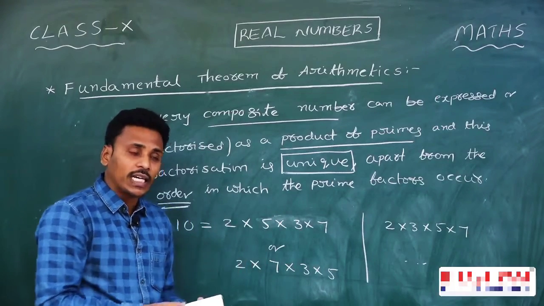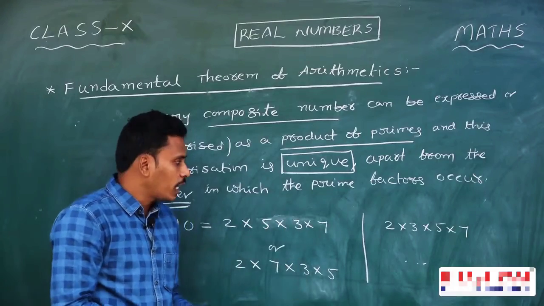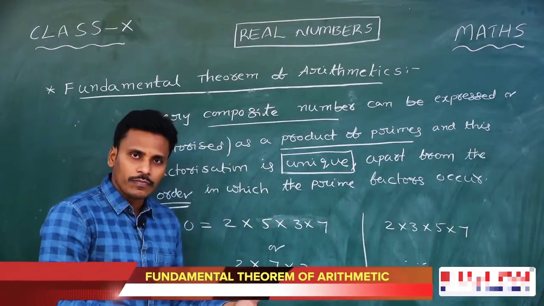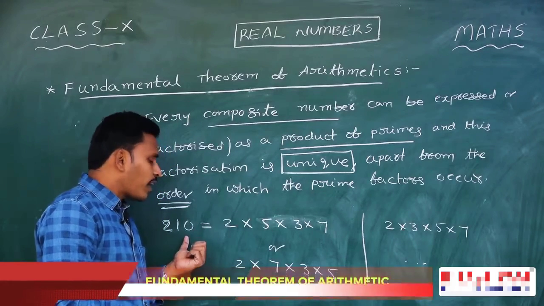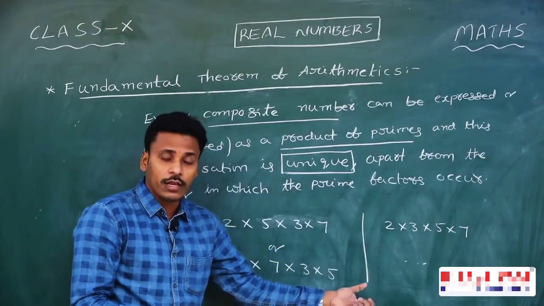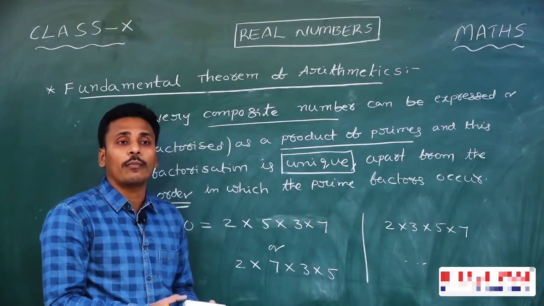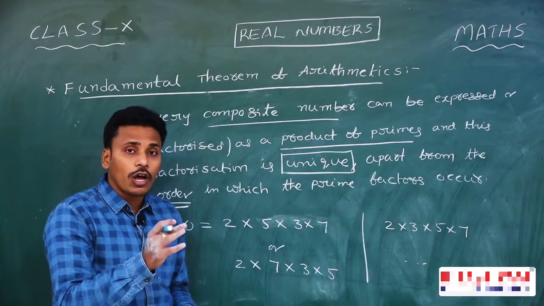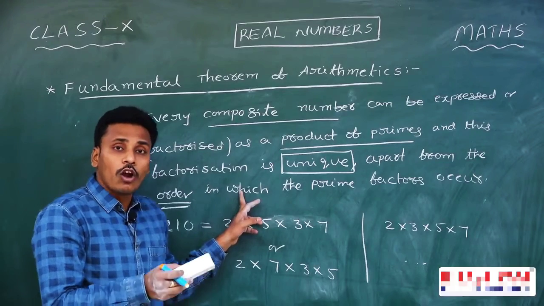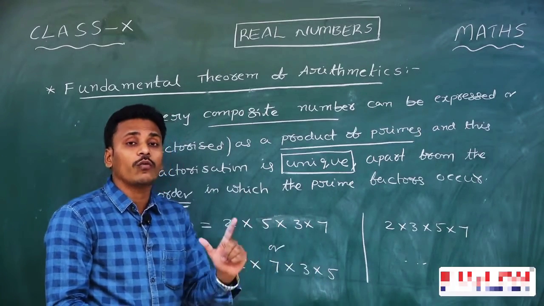And some other may write it like 2 into 7 into 3 into 5. And another person may write it like 2 into 3 into 5 into 7. If you look at all these things, expressing 210 as a product of primes is possible in many ways, but all those ways are similar if you are not particular about the order. If you are not particular about the order, all these things are similar and there is a unique way of expression.